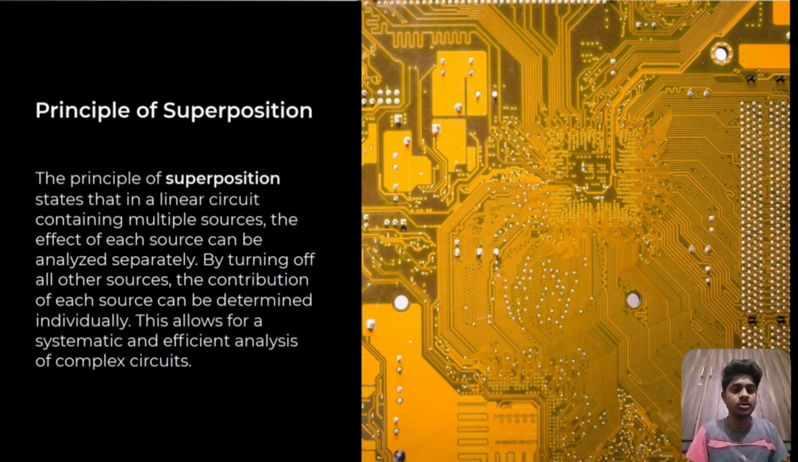Principle of the superposition theorem. The principle states that in a linear circuit containing multiple sources, the effect of each source can be analyzed separately by turning off all other sources. The contribution of each source can be determined individually. This allows for a systematic and efficient analysis of complex circuits.